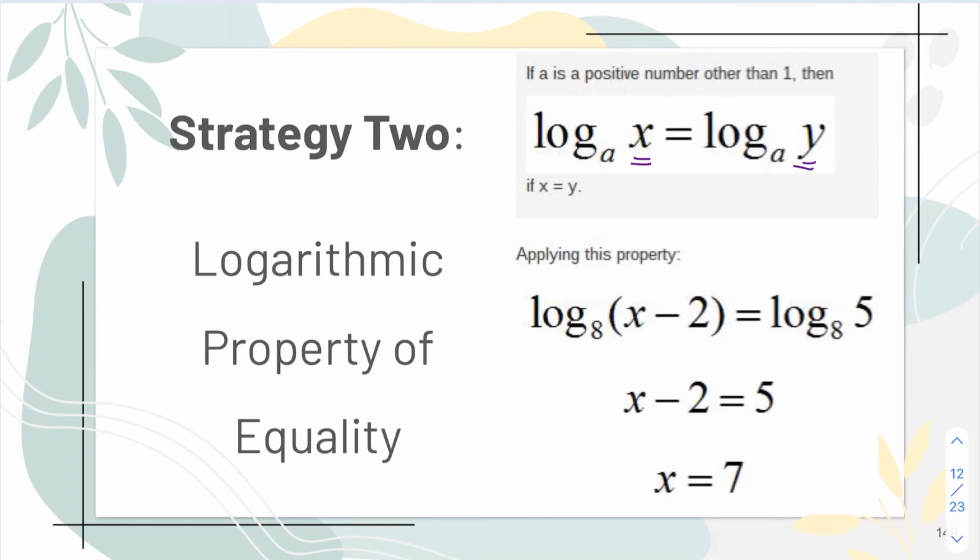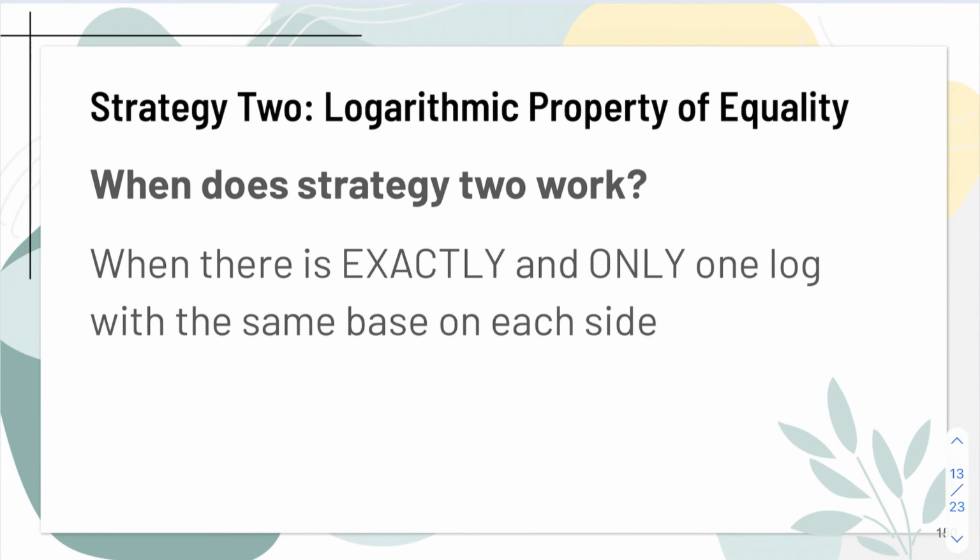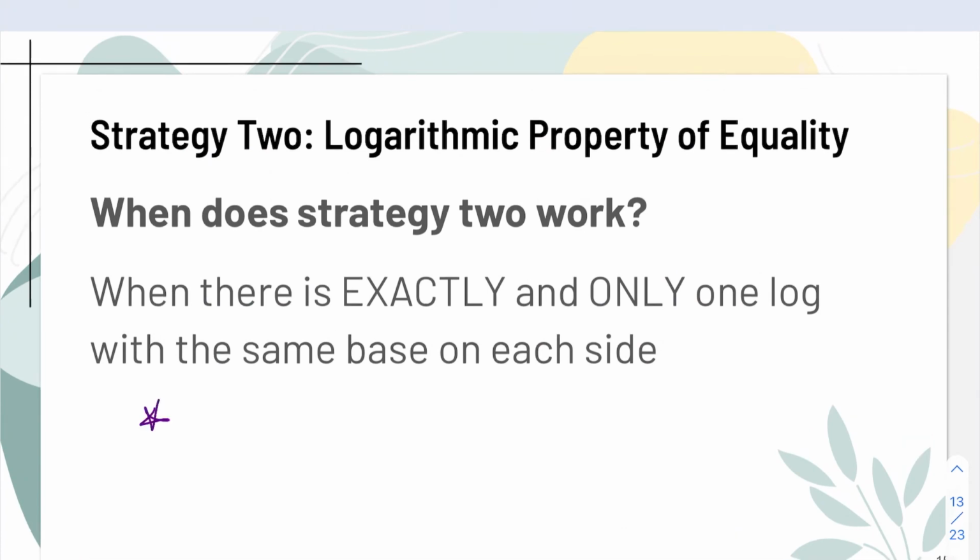We're not dividing by a log. We're not canceling a log. You can't do that. We're just saying that if the logs are equal, then the arguments must be equal, right? If log base 8 of x minus 2 is equal to log base 8 of 5, then what's inside the logs must be equal because you're doing the same thing to them and it's equal. So x minus 2 equals 5. You solve, you get x equals 7. That is strategy 2. Again, you may have to condense to get here. And I'm going to write that down so you guys write it down. May need to condense.